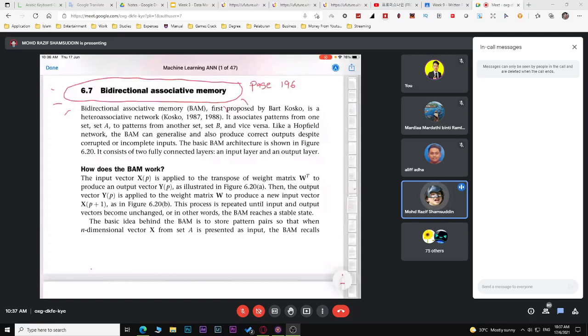Bidirectional associative memory, or in short BAM. So this is the history. I want you all to read about the history, okay, but I will explain how bidirectional associative memory works.